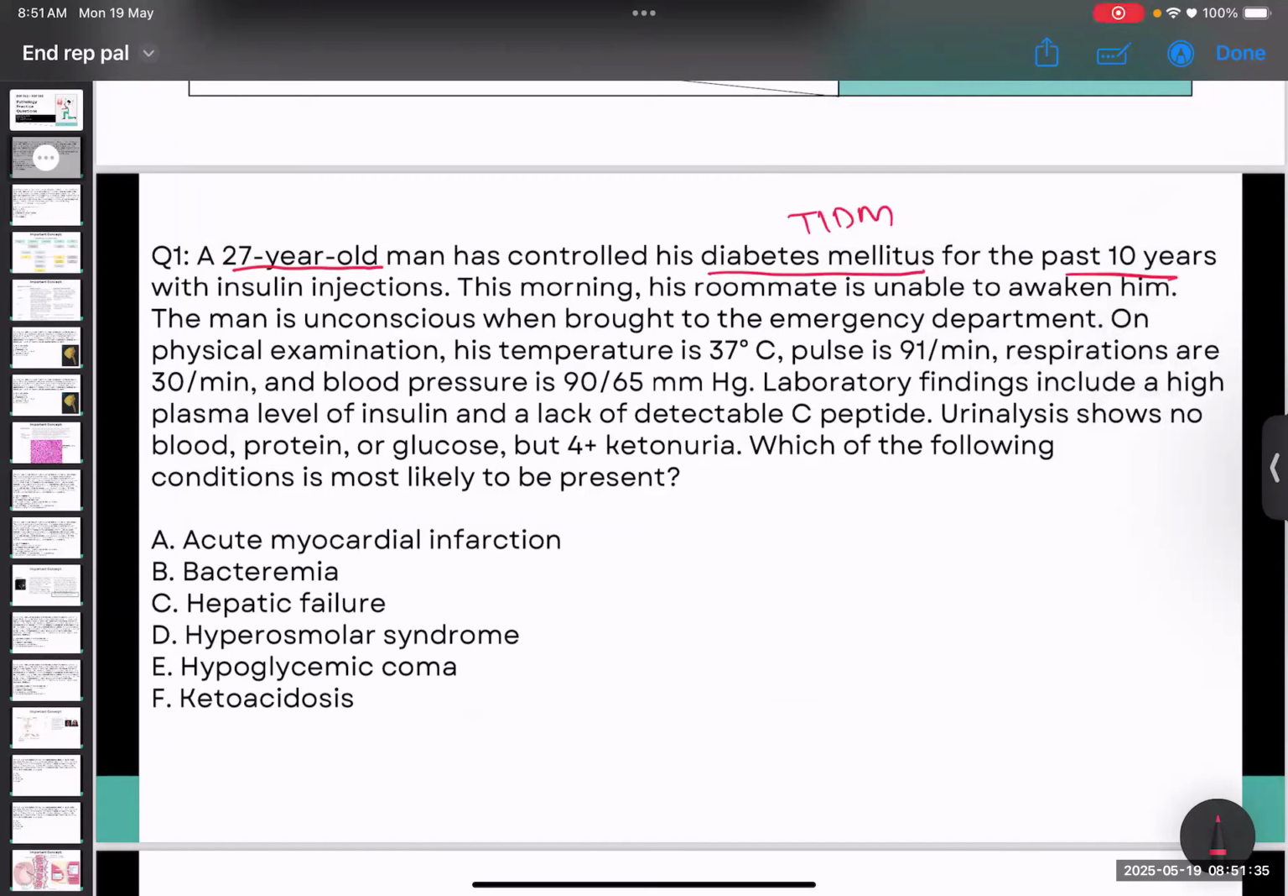He has been controlled for the past 10 years with insulin injections. This morning, his roommate is unable to awaken him. The man is unconscious when brought to the emergency department. On physical exam, his temperature is 37, pulse is 91, respirations are 30, and blood pressure is 90/60. Okay, so respirations are high and blood pressure is low. His lab findings include a high plasma level of insulin and a lack of detectable C-peptide. Urine analysis shows no blood, protein, or glucose, but is positive for ketonuria. Which of the following conditions is most likely to be present?